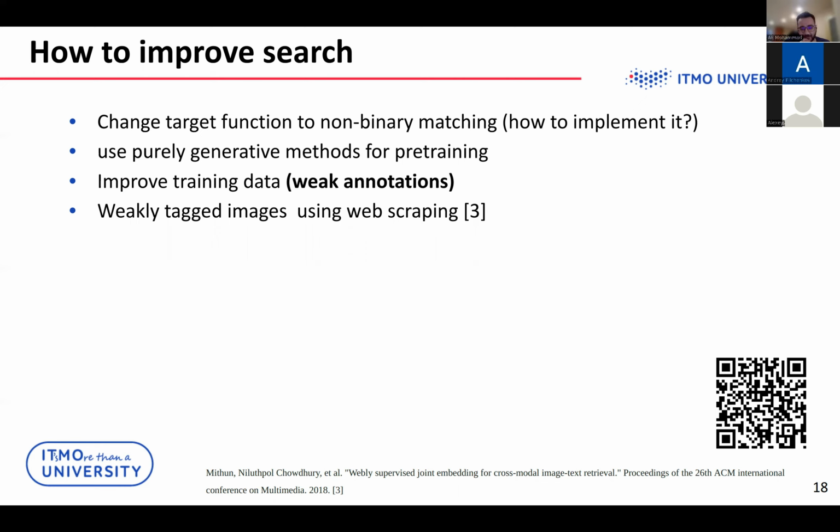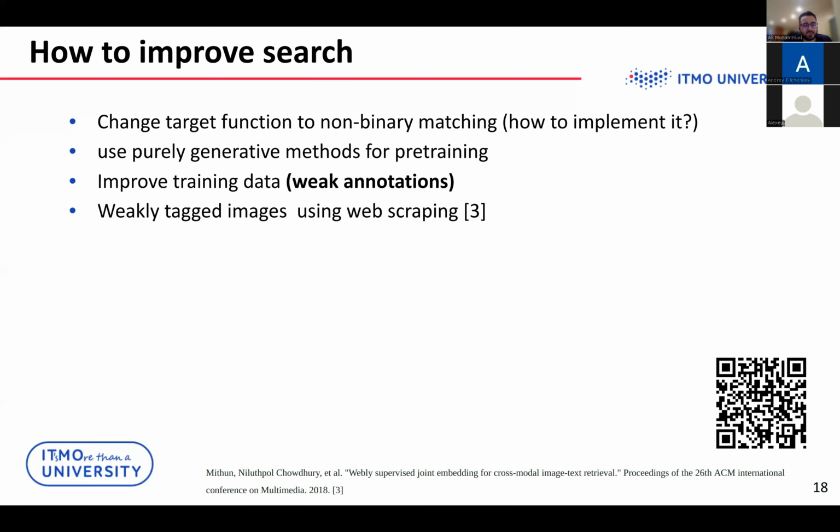Yes, you mentioned the text example, which is a very well-known problem, non-binary matching. And it's also present in images in cases like face recognition, where you want to match the same person across different pictures. So maybe it's a very similar problem in a way. Yeah, it's very common and interesting. And I also really like the second idea.